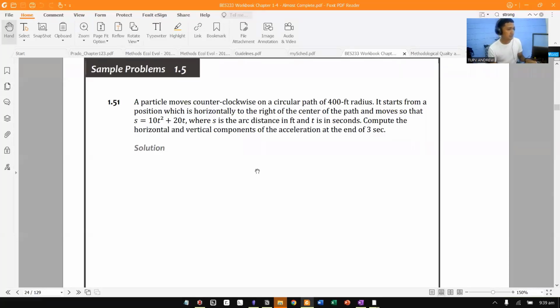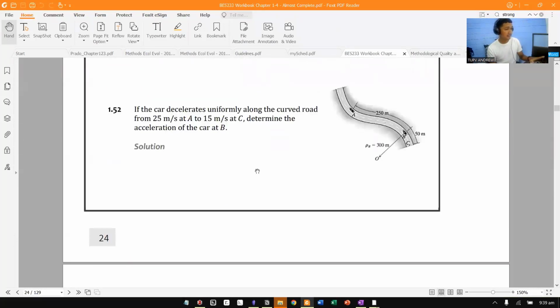Let's go to the second problem. Ano ito? Kung sa kasipusan niya, but still conceptual yung sample problem na ito. If the car decelerates uniformly, so wala na siya, Category 2 na. Along the curved road from 25 at A, then at 15 na lang siya at C. Pero ang behavior of acceleration is uniform. Determine the acceleration at curve B.